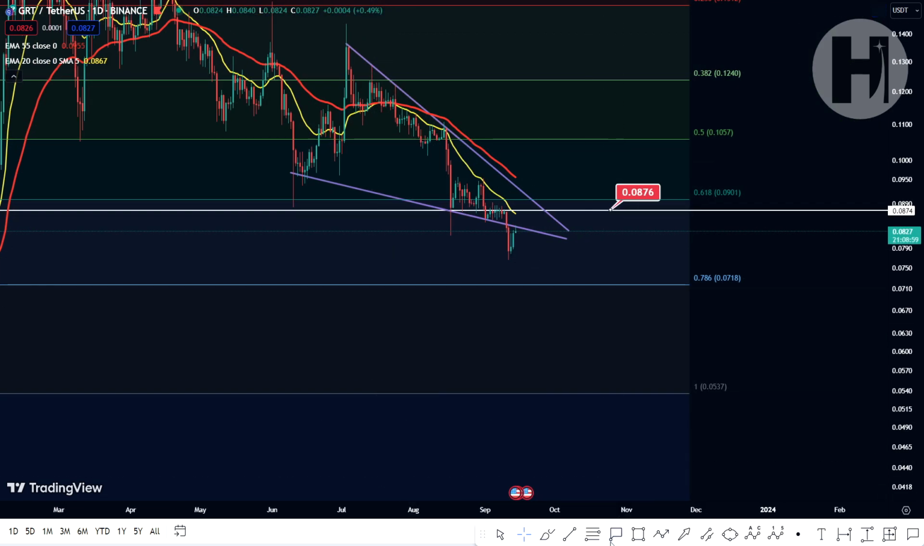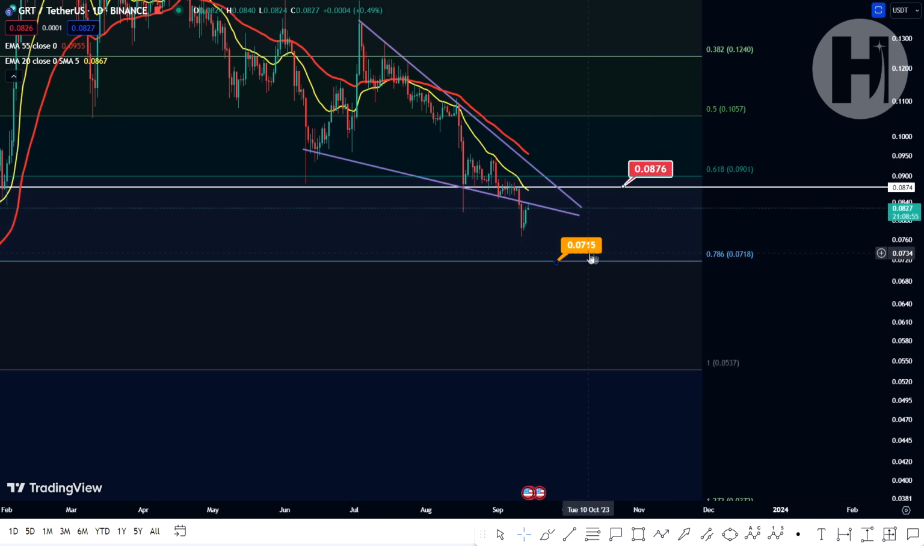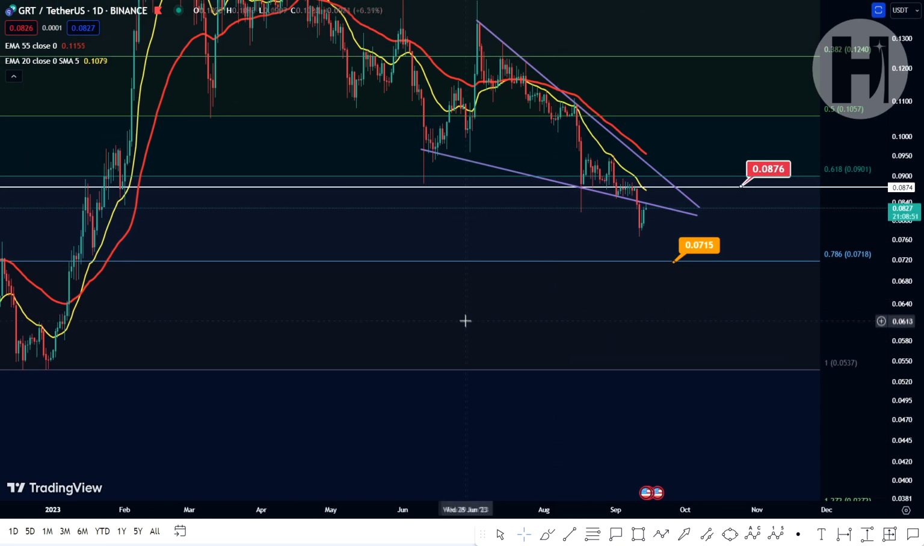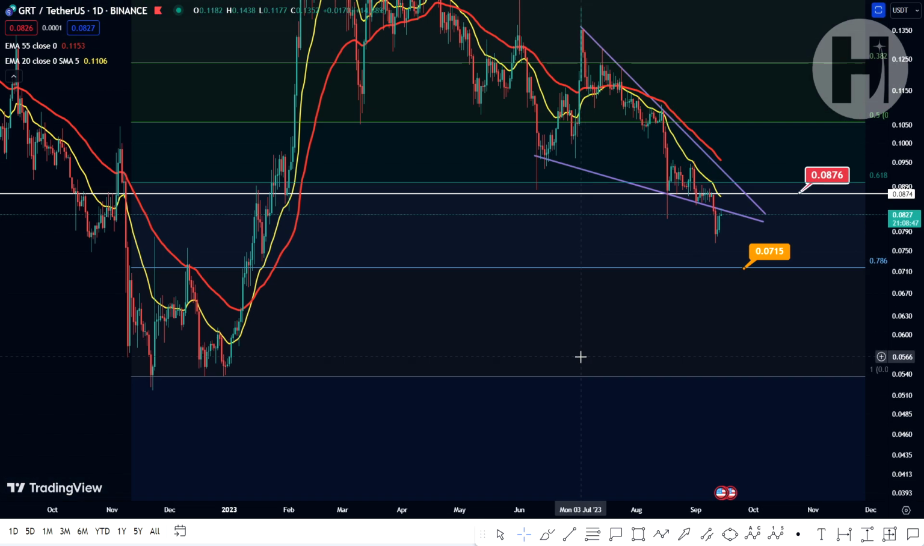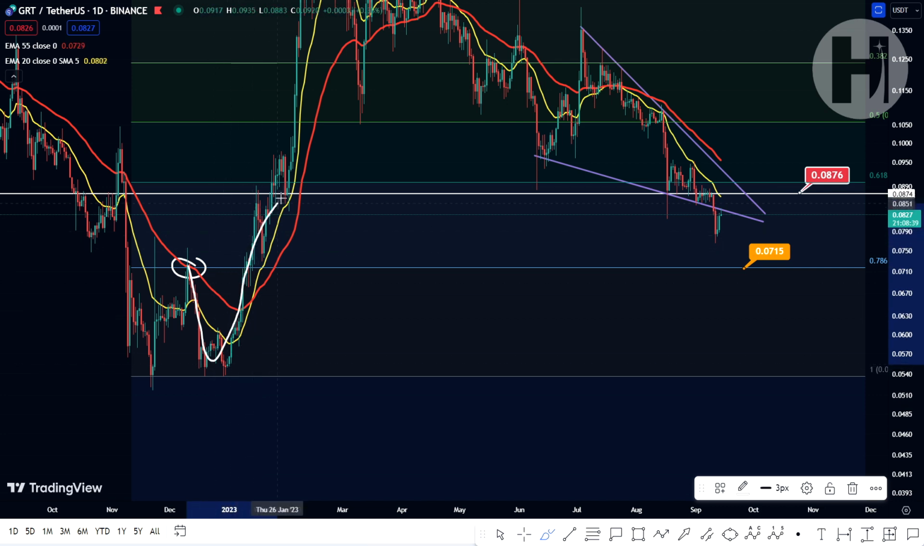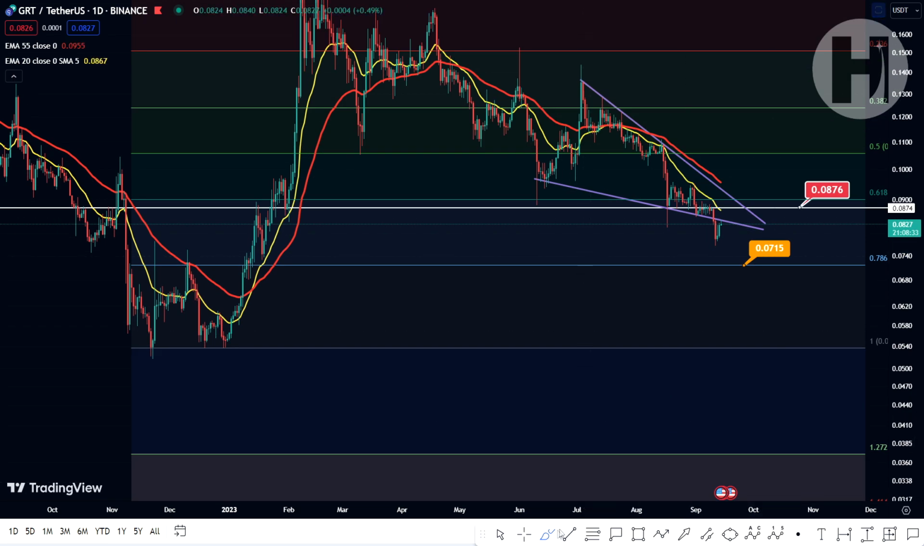And it is also possible that we're going to be continuing this downward slope, and the next support below is at 0.0718 cents, and that is the 0.786 Fibonacci. And this is a significant level because we had a previous touch here back in December 2022. This was our resistance. We broke above in January, and we still haven't seen the back test of support. So that's potentially what could be happening.